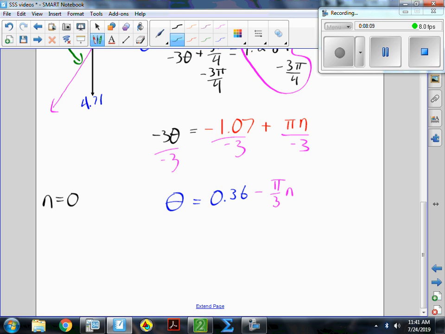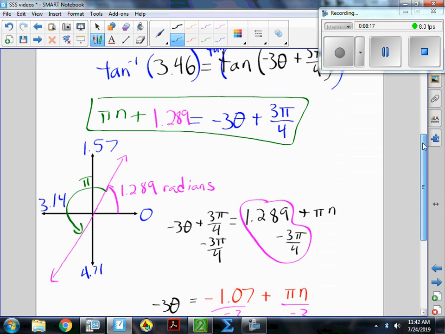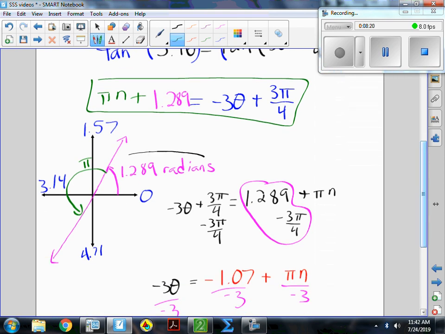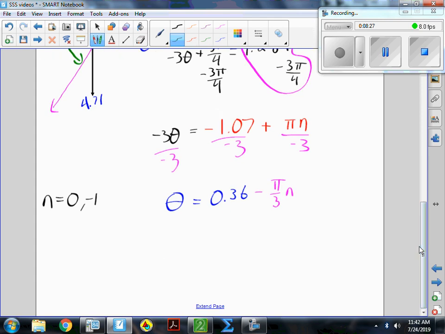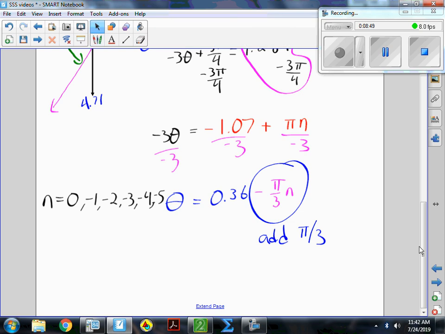So we're going to do 0, negative 1, and let's see how many do we need to do. Do we do n equals 0, negative 1, negative 2, negative 3? What's going on? We knew normally that we're going to hit this 1.289 radians twice on the unit circle, but with the times 3, we should have a total of 6 answers. So n is going to be from 0 to negative 5: negative 1, negative 2, negative 3, negative 4, negative 5. So I have this 0.36 number, and I just need to add, essentially, pi over 3 to get my answers.